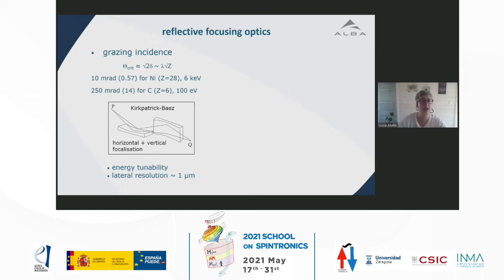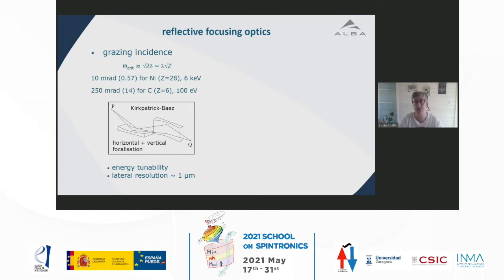So as you can see here, for example, as you go to higher and higher energies, for example, here for 6 kilo electron volts, the incidence has to be more grazing, which means you will need a longer mirror. So maybe you need a 3-meter mirror with a very high polishing, very good focusing, and so on.